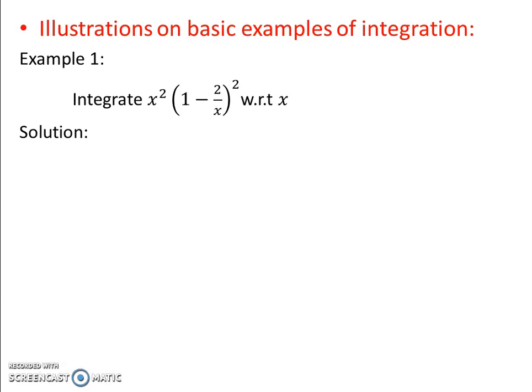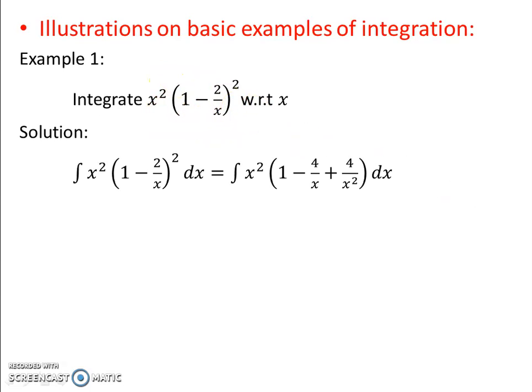As we don't have the product rule right now, we have to simplify it. So only simplification can be done. We can square this term, so squaring the second term. Let integration of x square into 1 minus 2 upon x, bracket square, dx equal to integration of x square into 1 minus 4 upon x plus 4 upon x square dx. Multiplying by x square into the bracket, we get integration of x square minus 4x plus 4 dx.